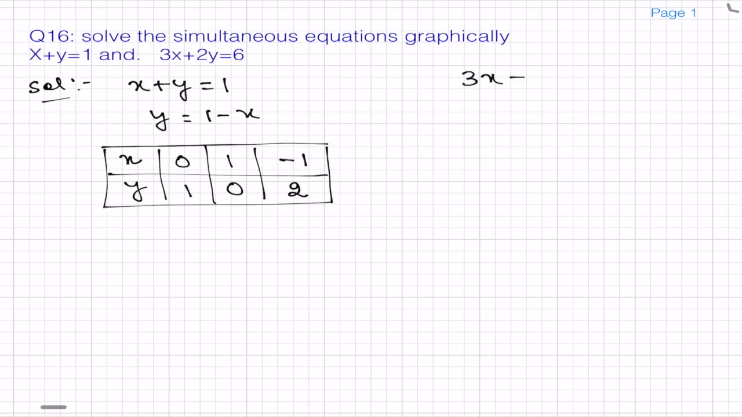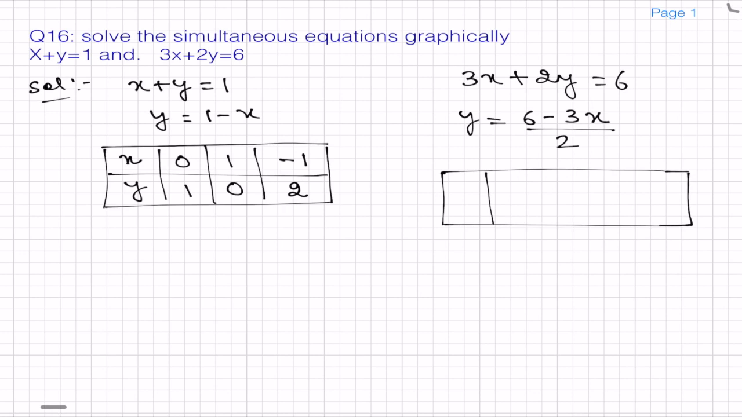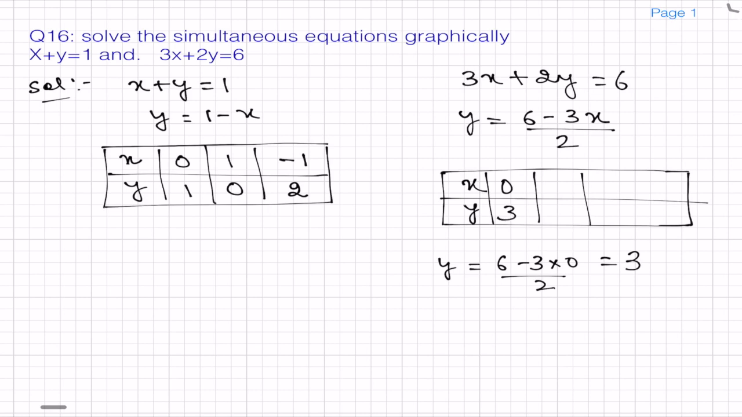Now the second equation is 3x plus 2y is equal to 6. Again I am making y as a subject. y is equal to 6 minus 3x upon 2. So again we will take minimum 3 values. Let x is 0. If I take x is 0, the value of y is 6 minus 3 into 0 upon 2, that is 3. This calculation work you can do on the rough also. If I take x is 2, y will be 0. If I take x is 1, y is 1.5.